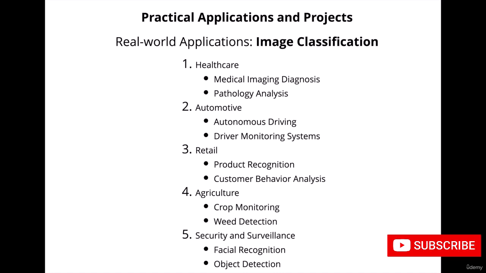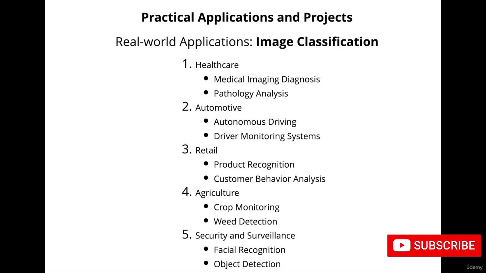We'll start with healthcare. Now, healthcare has two applications that I want to discuss. First one is medical imaging diagnosis. Image classification models are used to analyze medical images such as X-rays, MRI scans, and CT scans to assist healthcare professionals in diagnosing diseases and conditions. For example, detecting abnormalities in lung X-rays for early diagnosis of pneumonia, or identifying cancerous tumors in mammograms for oncology diagnosis.